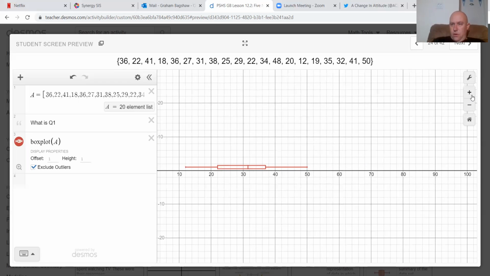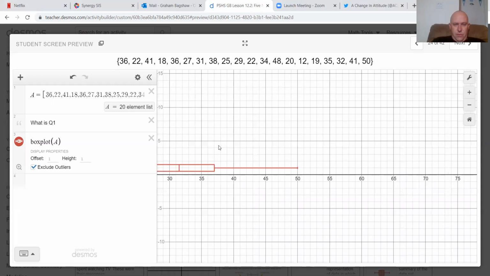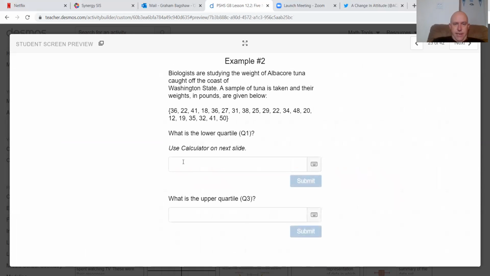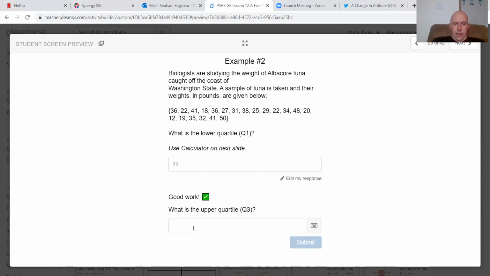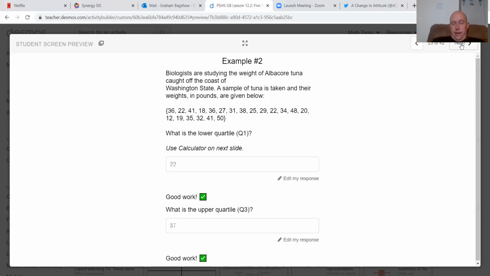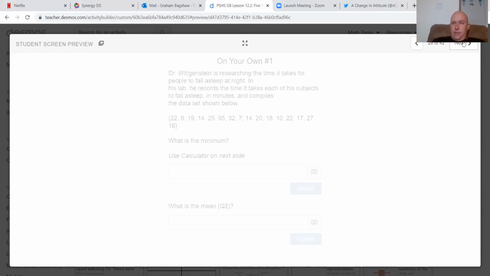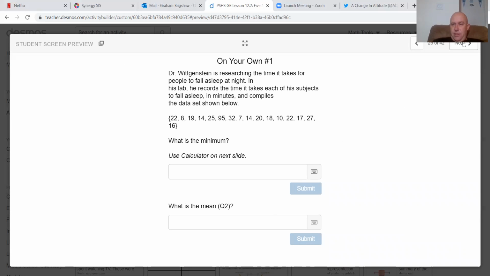And I wanted quartile 1. I might have to zoom in a little bit for this one to see a little better. There we go. So quartile 1 looks like 22. Quartile 3 looks like 37. Let me just go back and check. There we go. So quartile 1 was 22. And the upper quartile was 37. And with most of these questions now, it's just getting used to typing in the data values and the terminology used when you want to draw these. And then there's some questions that you can go ahead and try yourself.